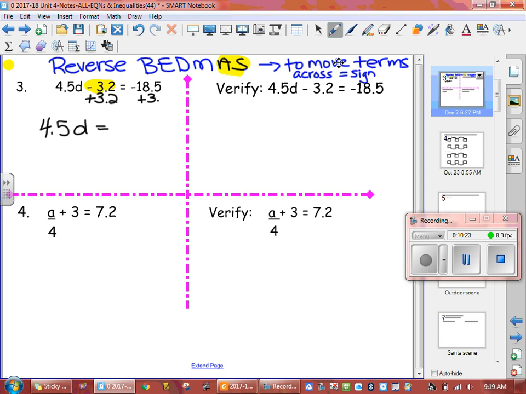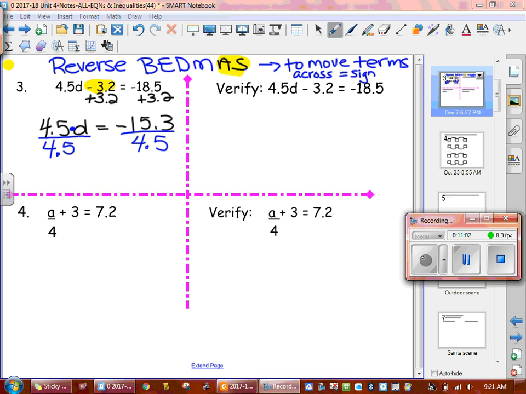So we're going to have negative 15.3. And now we're going to divide our digits. Now, why would I say divide? Who can tell me why I said divide? That's right. There's a hidden times sign. When they're sitting side by side, they're being multiplied. So we're going to do the opposite, and we're going to divide the number sitting beside the variable. So we're going to divide by 4.5 on both sides. Divide by 4.5. Okay, everybody get your calculators out and start dividing. So we are going to check our solution. We get d is equal to negative 3.4.